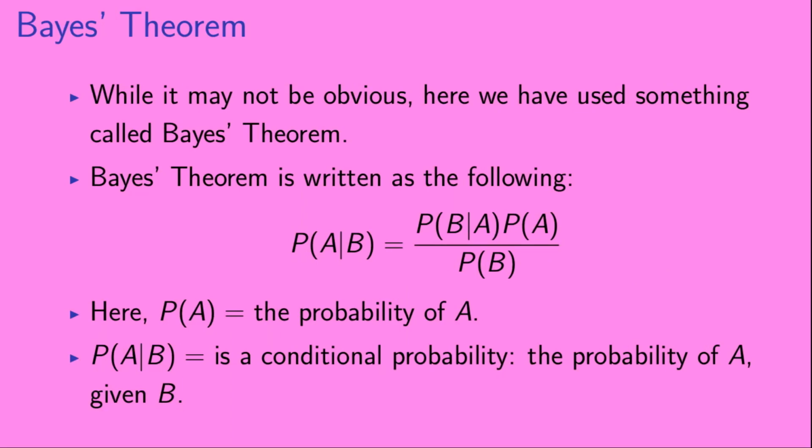Now, while it may not be obvious, here we have used something called Bayes' theorem. Bayes' theorem is written as the following. P of A given B is equal to P of B given A times P of A divided by P of B. Here, P of A is the probability of A, and P of A given B is a conditional probability, the probability of A given B.